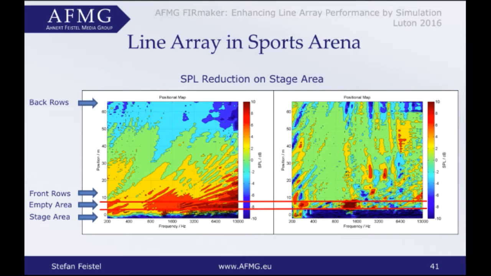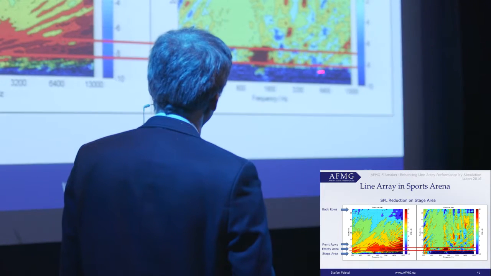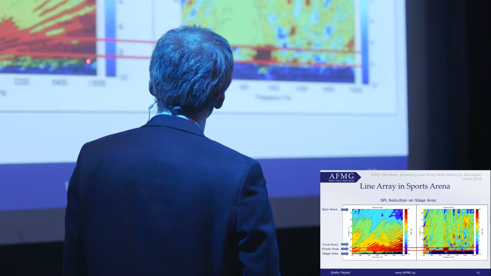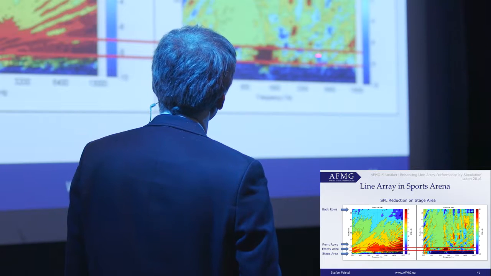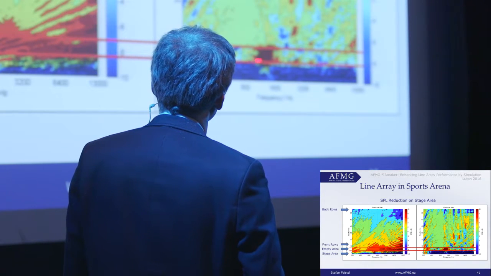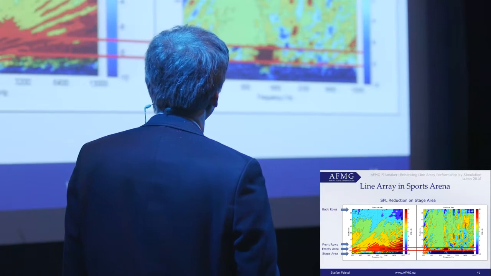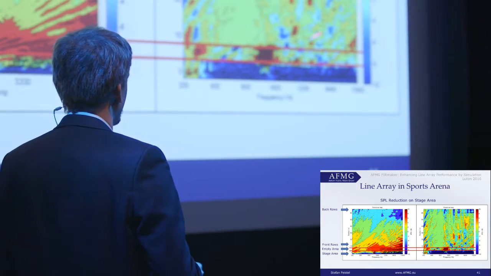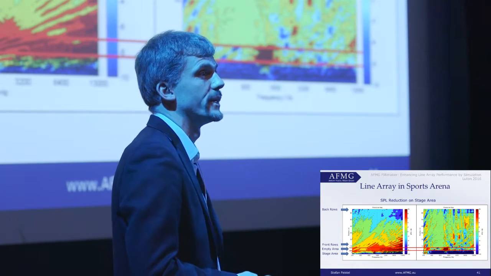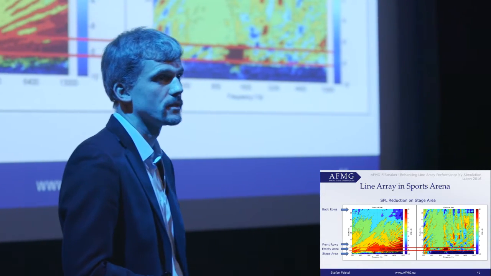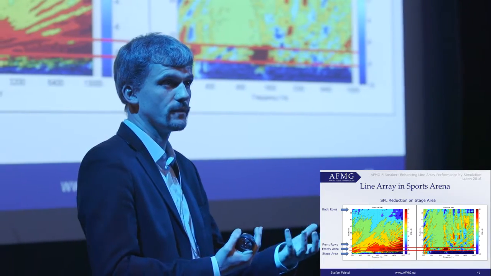You can get really a huge cleanup in the stage area with the optimization goal set. Only a small notch remains here at 1.3 kilohertz or so. But the rest is reduced in level quite a lot compared to here. And some of the stuff is squeezed into the empty area where we have no optimization goals. And of course, the coverage of the venue itself is compromised to some extent. It's not bad, but we can't have everything at once.